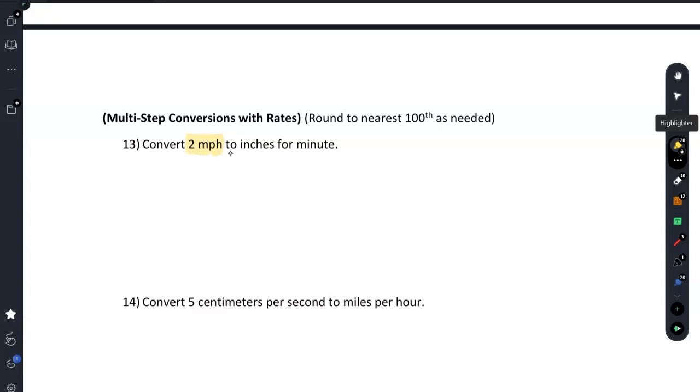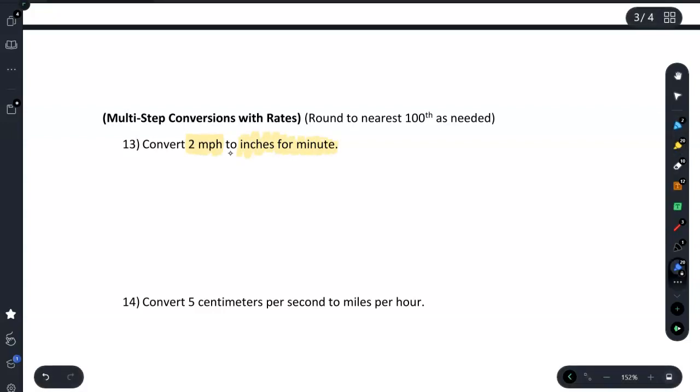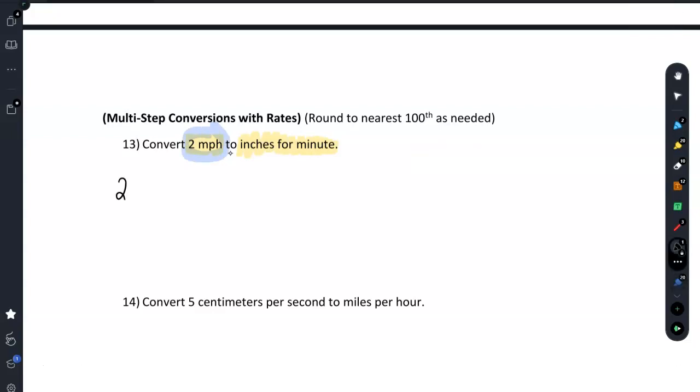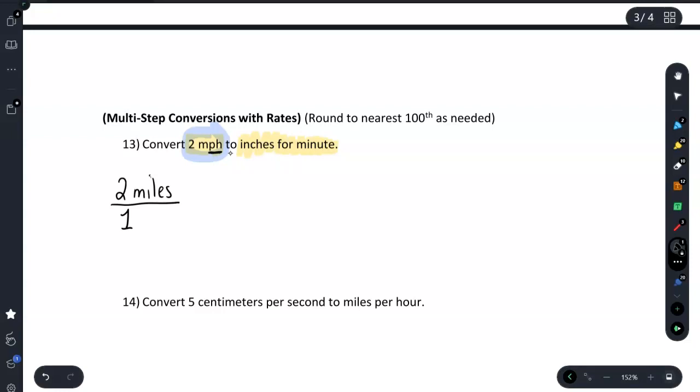So I want to convert 2 miles per hour to inches per minute. So with this one, I'm going to treat it a little bit different. I do want to start with 2 miles per hour. How do you write that? That would be a fraction. It's 2 miles, and we never say it this way, but when we say per hour, that's per 1 hour. So that's how we would write 2 miles per hour. So we set it up with the numerator 2 miles, the denominator 1 hour.